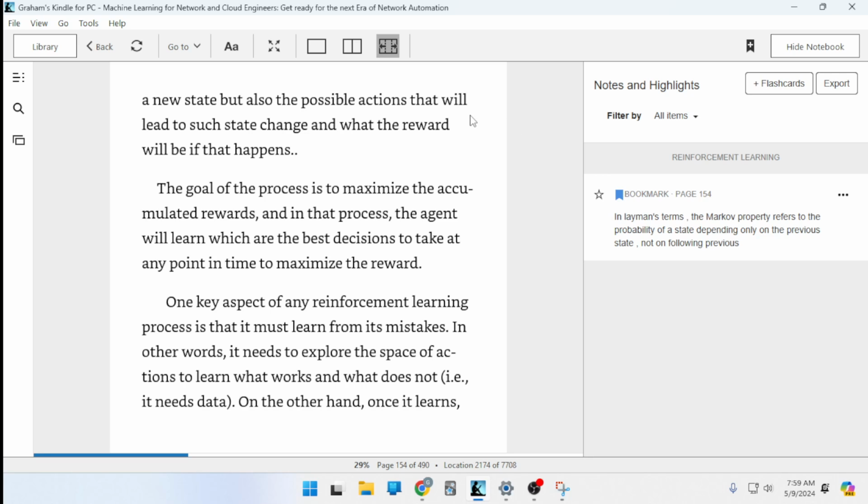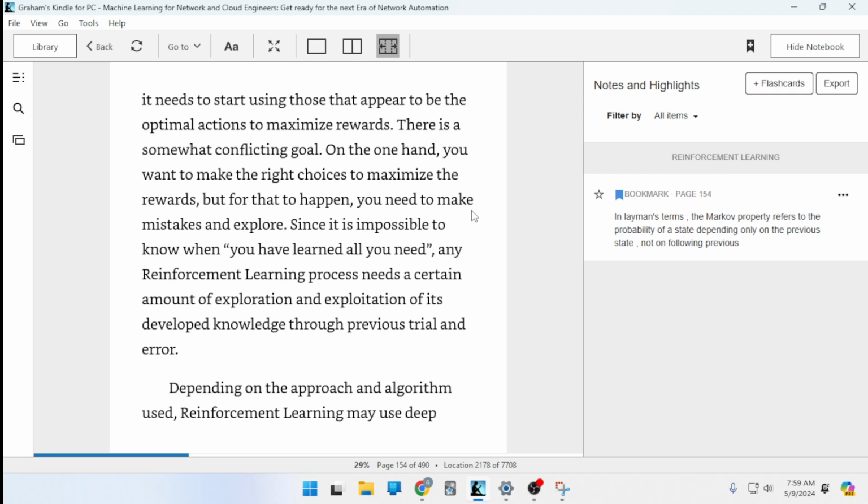The goal of the process is to maximize the accumulated rewards, and in that process, the agent will learn which are the best decisions to take at any point in time to maximize the reward. One key aspect of any reinforcement learning process is that it must learn from its mistakes. In other words, it needs to explore the space of actions to learn what works and what does not. For example, it needs data. On the other hand, once it learns, it needs to start using those that appear to be the optimal actions to maximize rewards. There is a somewhat conflicting goal.